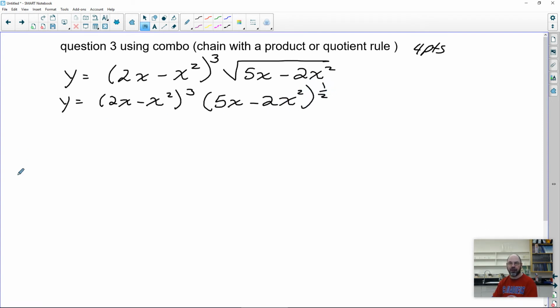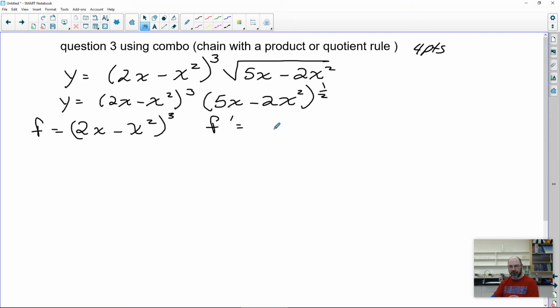Okay, there is our equation. So f equals 2x minus x squared to the power of 3. So we got to do a chain rule to get f prime.